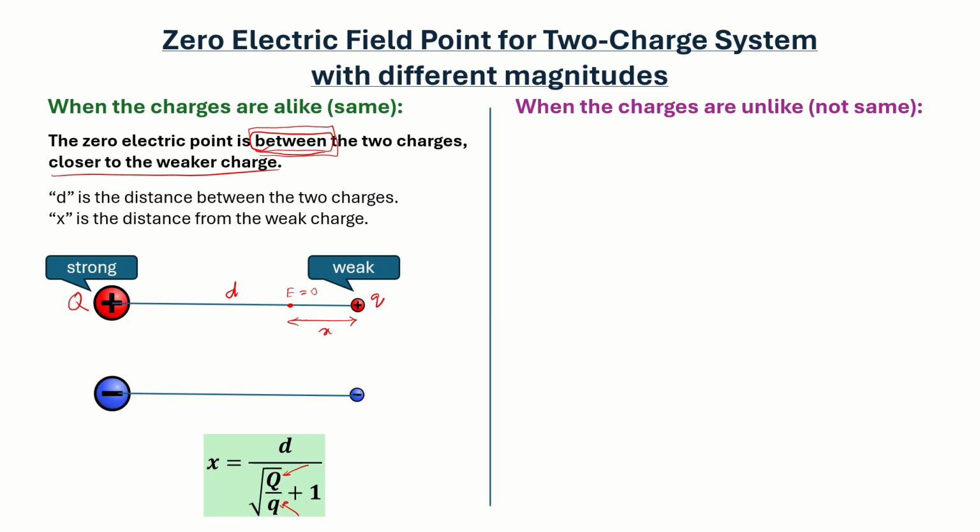Another advantage with this formula is that if the D is given in meters, the answer x we also get in meters. If the D is in centimeters, the answer of x is also in centimeters. No need to convert the distance. Let's get into the next one.